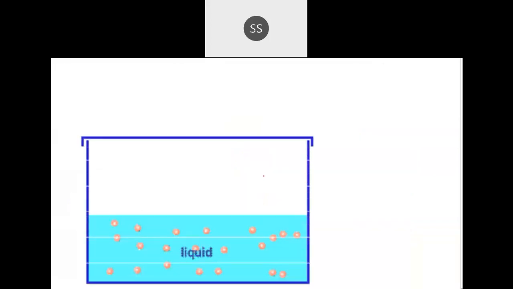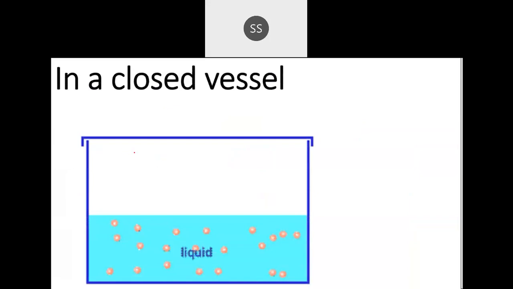Yes, now we'll see the next one. Suppose this evaporation is done in a closed vessel. If I keep a lid on top of the vessel in which liquid is present, you're closing the vessel. When you allow this liquid to evaporate, the molecules from the liquid will go into the space which is available.